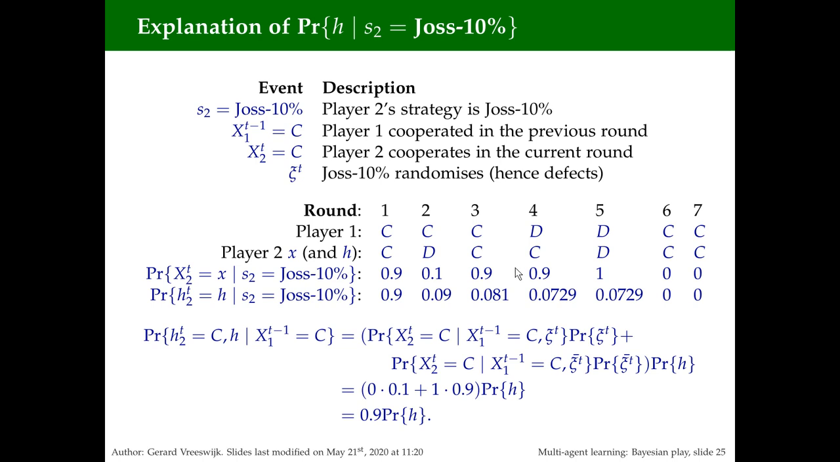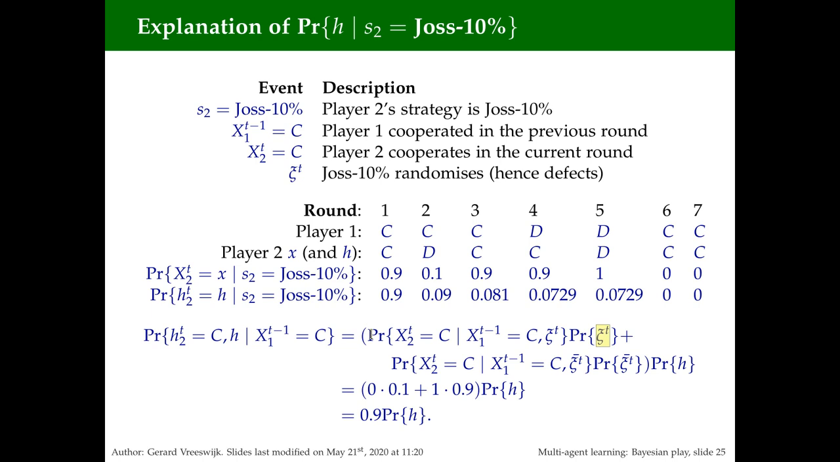So how did we compute this? For example, the probability that the history is equal to cooperating in the last round and the rest of the history, given that the first player cooperated as well. Well, we have to marginalize this probability by the probability that the second player randomizes in the current round here.